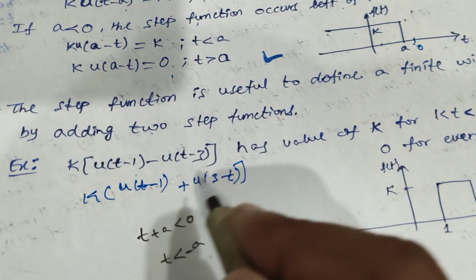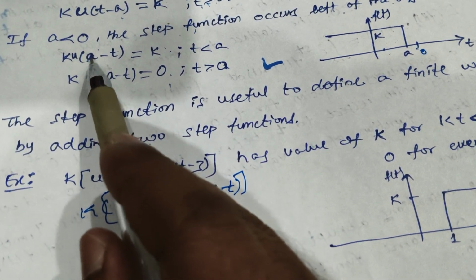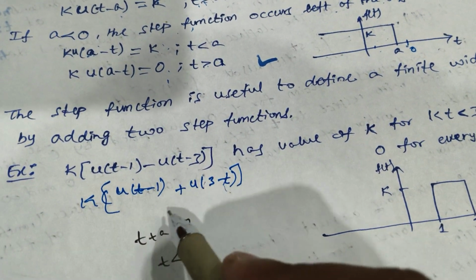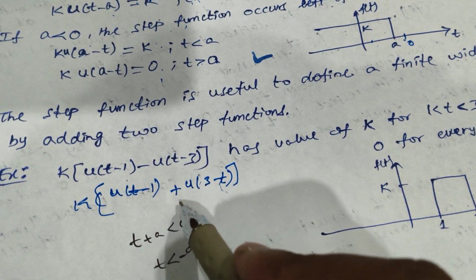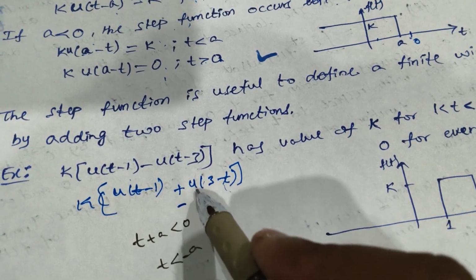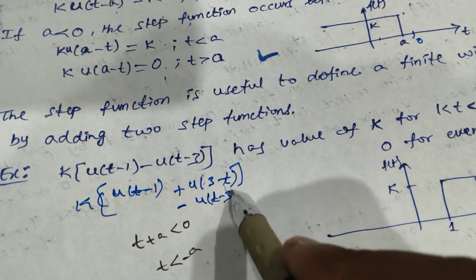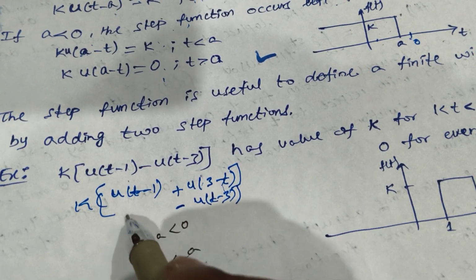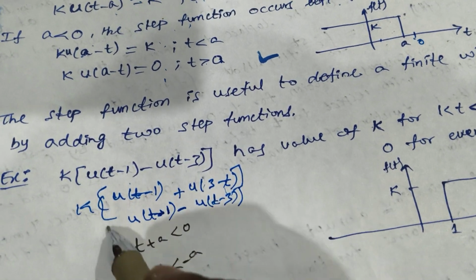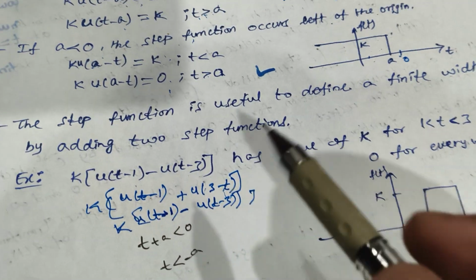Actually, if you see here, k into u of 3 minus t is equal to k, right? So this k into u of 3 minus t, instead of plus, I can take minus of minus, and if I send that minus inside, it will become t minus 3. That's why it will become u of t minus 1 minus u of t minus 3.